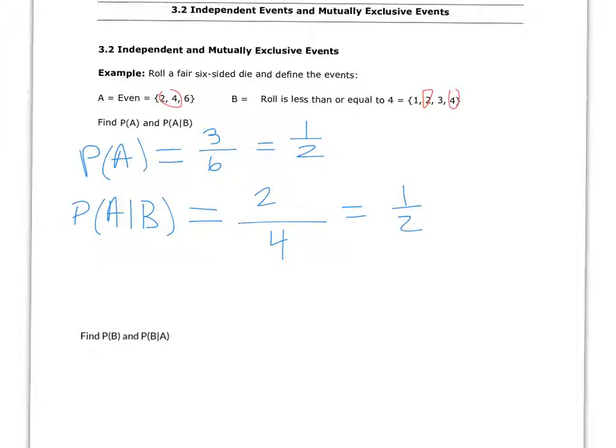All right, so we want to notice that we get equal values. Or in other words, the probability of A is equal to the probability of A given B. So it doesn't matter whether B has occurred or not. We get the same probability.